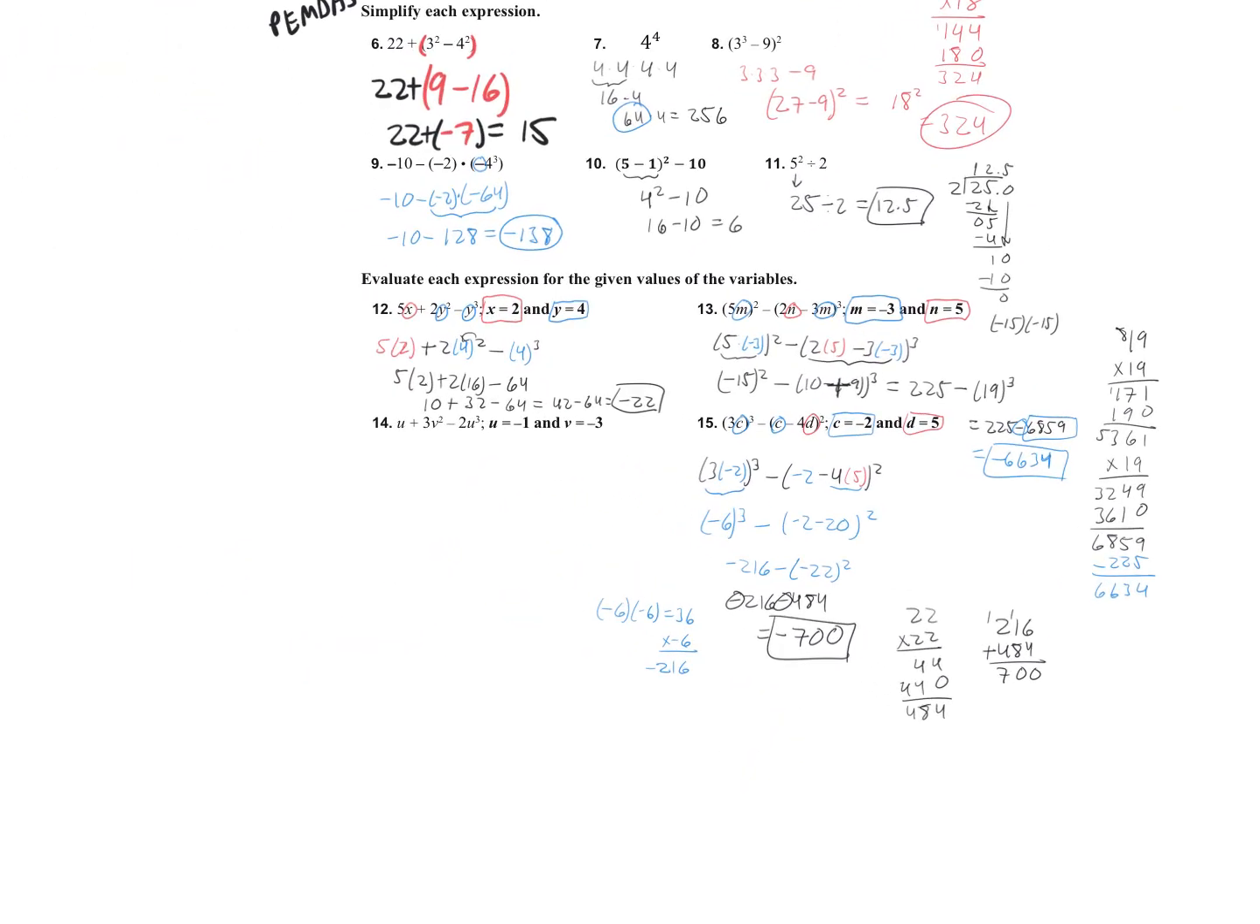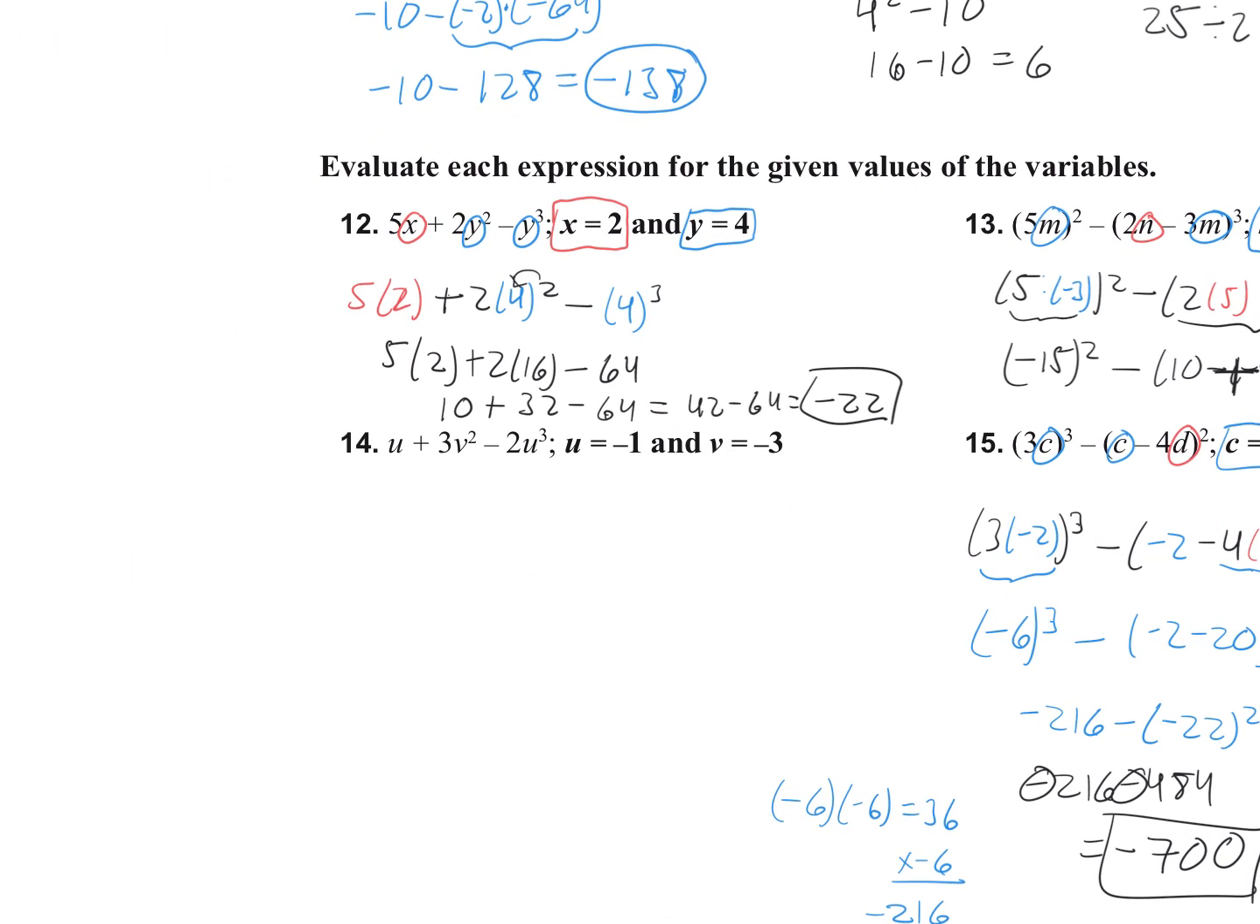Oh, and then I skipped this one over here, but this one's going to work the same way. All right, so wherever you see a U, you're going to replace it with a negative 1. All right, so here and here. And then wherever you see a V, you're going to replace it with a negative 3. All right, so negative 1. And then plus 3, V was negative 3 to the second power. All right, and then minus 2, and then negative 1 to the third power.